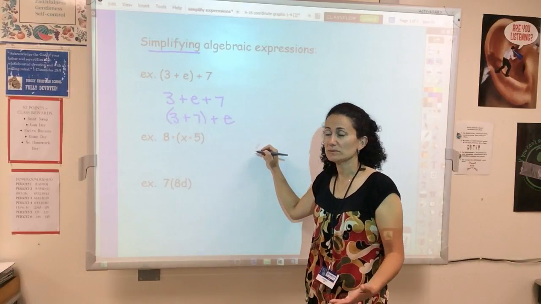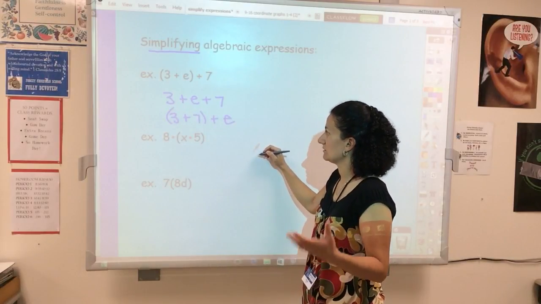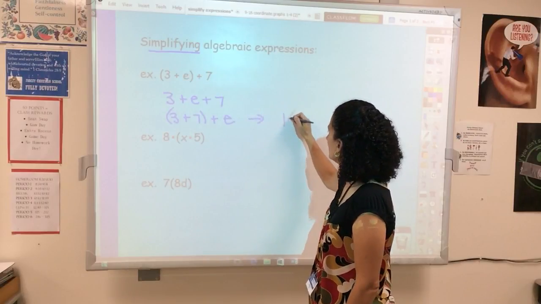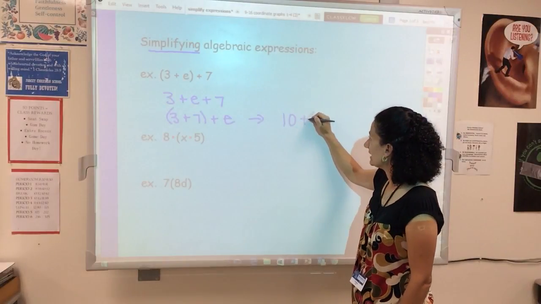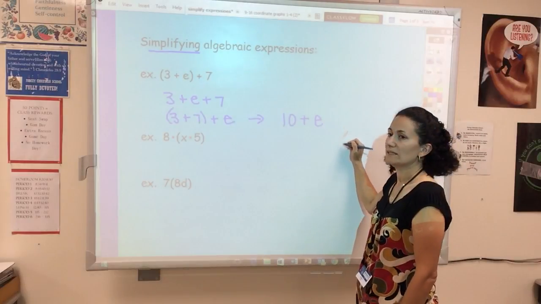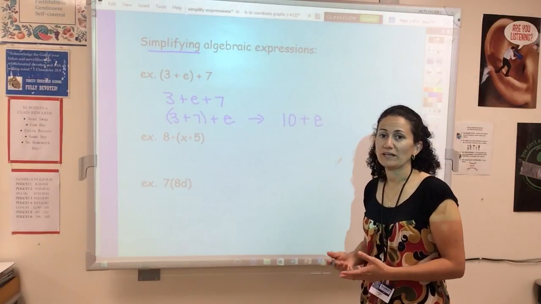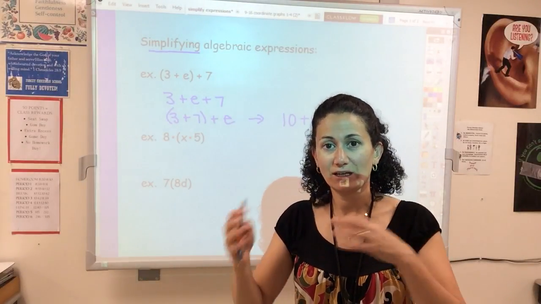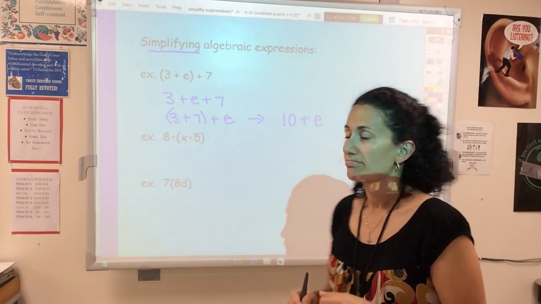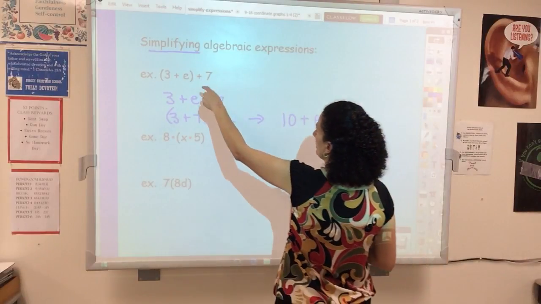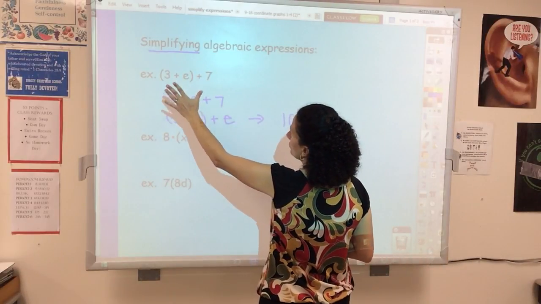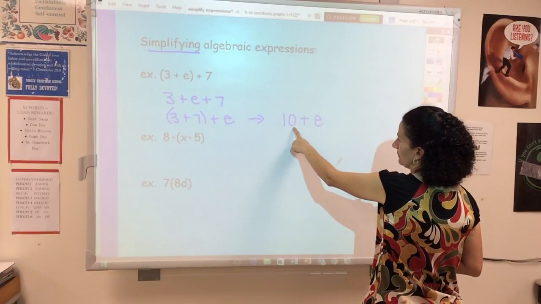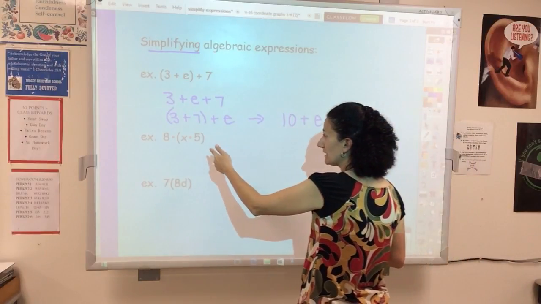Those are like terms. Those are regular constant numbers. 3 plus 7 is 10. I don't know what e is, so I just have to leave it at that. So I simplified this expression knowing that the commutative property says that I could move the numbers around. Right? So 3 plus e plus 7, I can ignore the parentheses because it's all addition and put the 3 and 7 together.